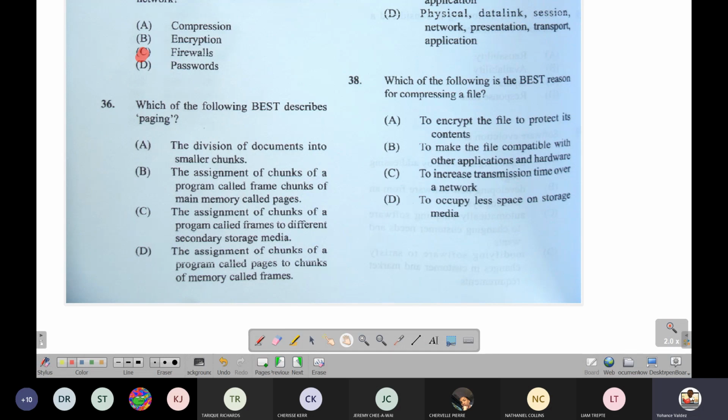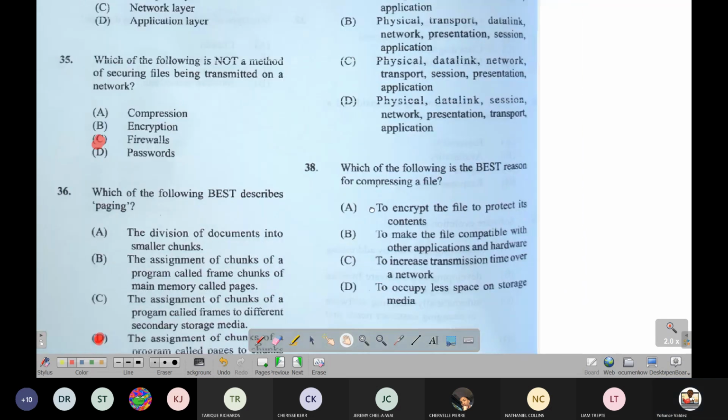All right, hold on a second. So I'm going to go with D, but I'm going to give this a quick check, just to make sure that the chunk of memory is called the frame and the chunk of the program is called pages. I know that the data itself is called the pages, but I just want to verify that the chunk of memory is called the frame.